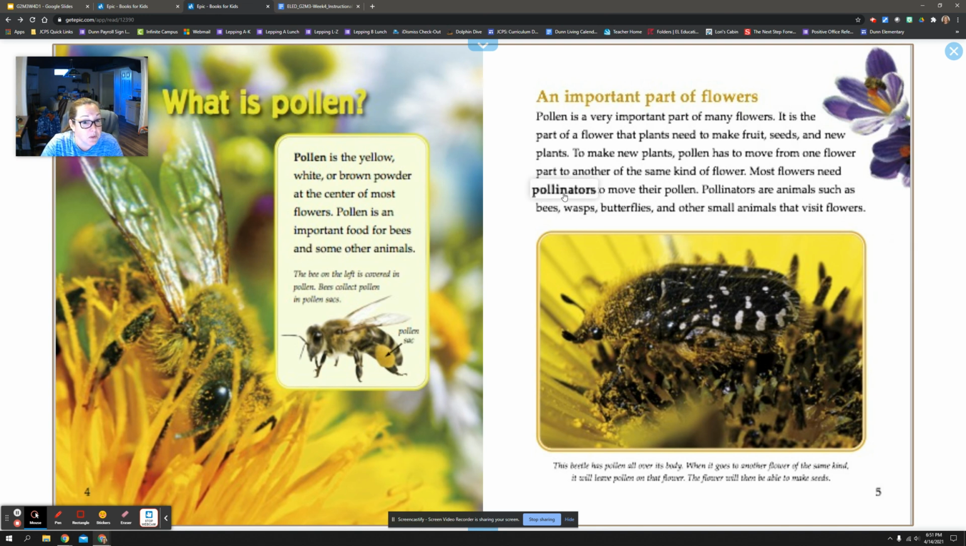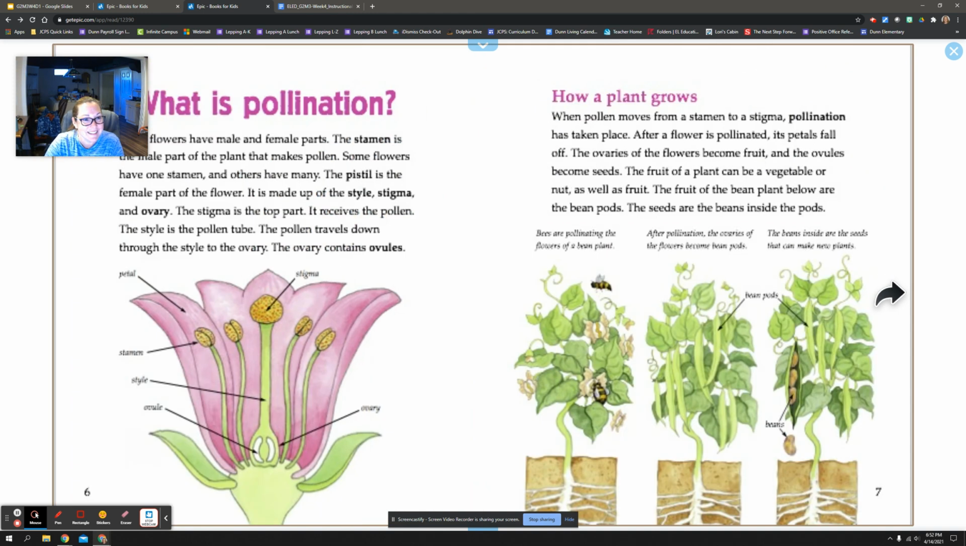See that bold word there, pollinators? That tells me that word is important, and it's going to be in the glossary at the back of this book. This bee, or this beetle, has pollen all over its body. When it goes to another flower of the same kind, it will leave pollen on that flower, and the flower will then be able to make seeds. But we already knew that from our other book.